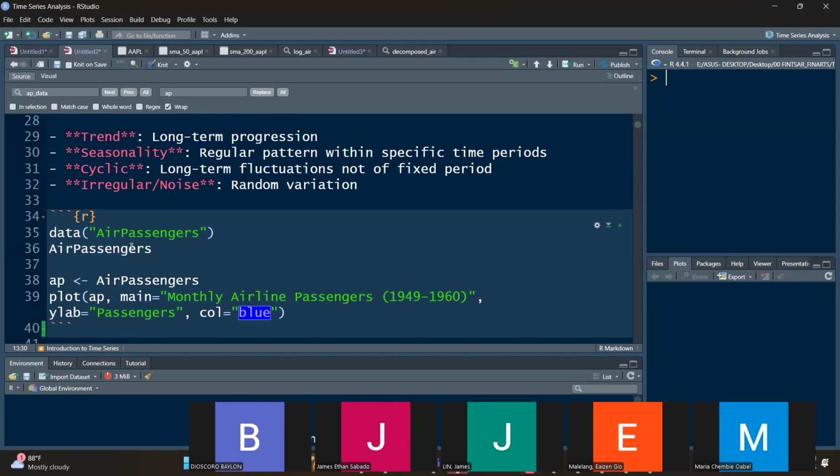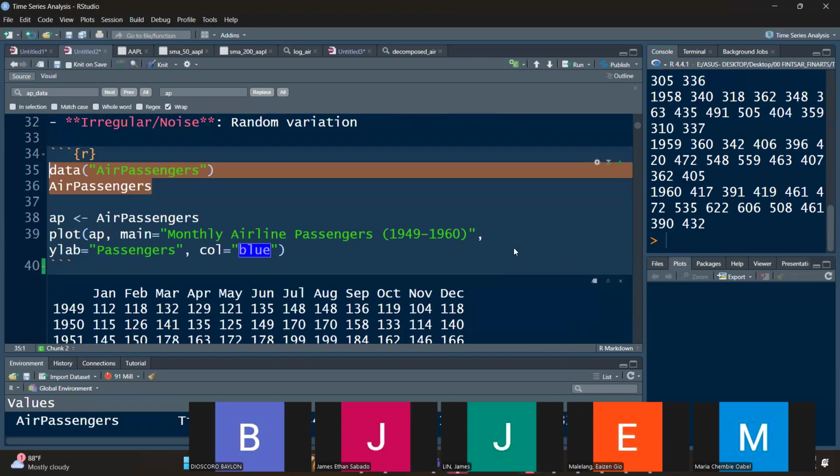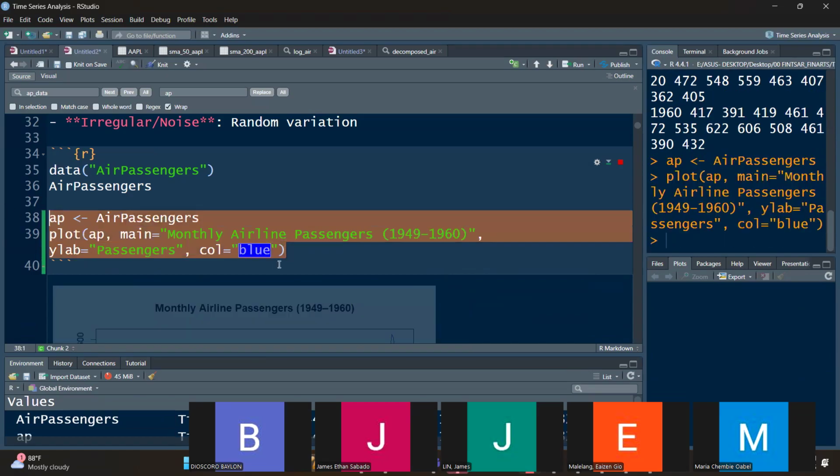And then we used AirPassengers last time. So I have to run this because I already deleted it. Control Enter. If you still have your object AirPassengers, then you don't need to run this. So we saw that this airline passengers data has trend and seasonality. Fortunately, it's taking some time. And then we created an object AP to represent AirPassengers, primarily because AirPassengers is quite long to run. So I'll just run this, Control Enter, and see the plot.